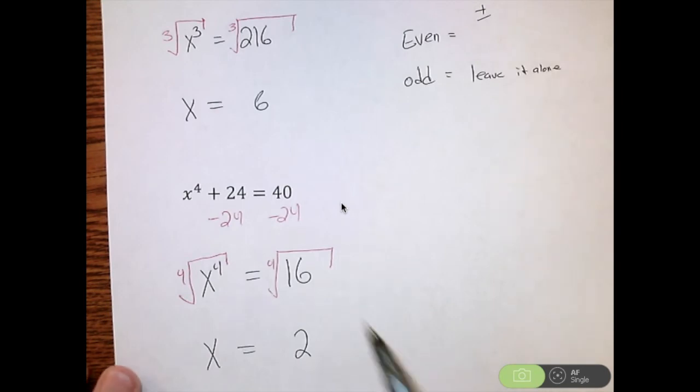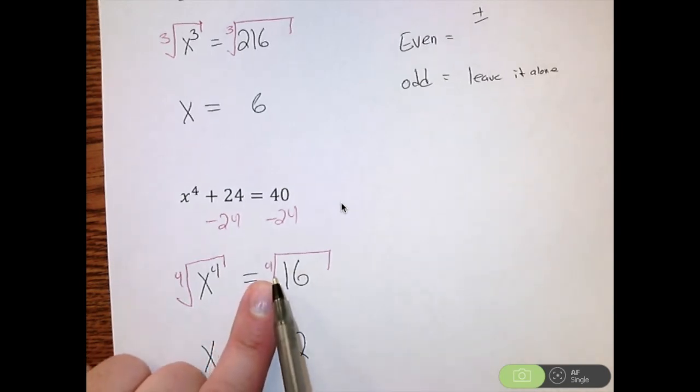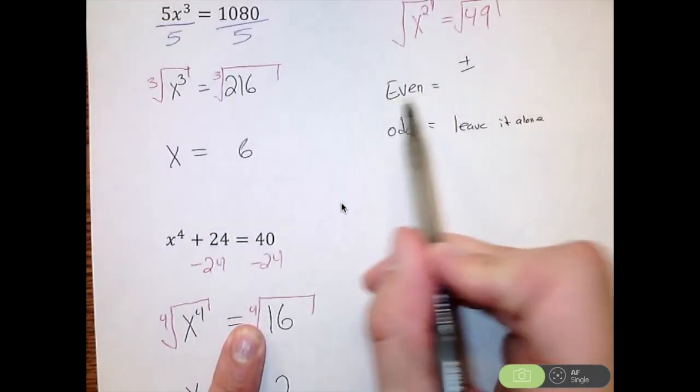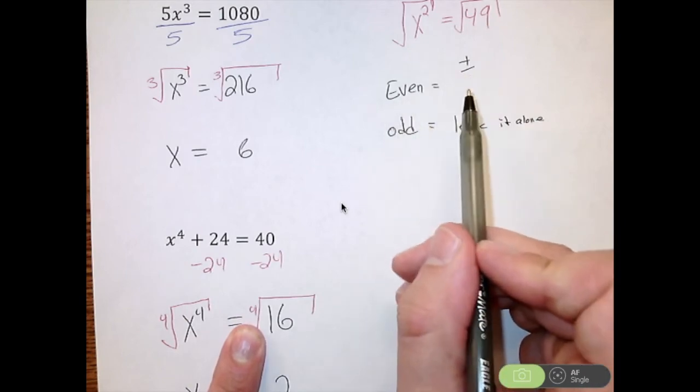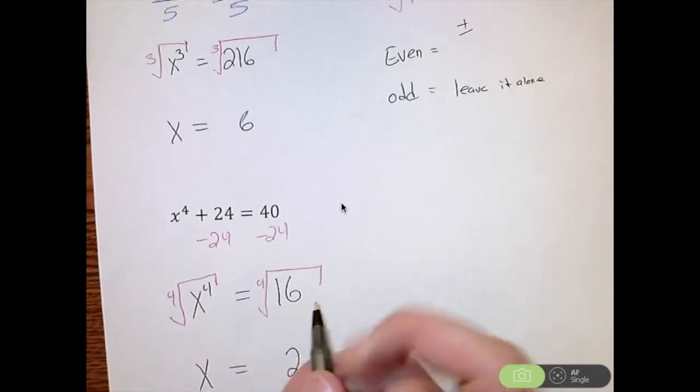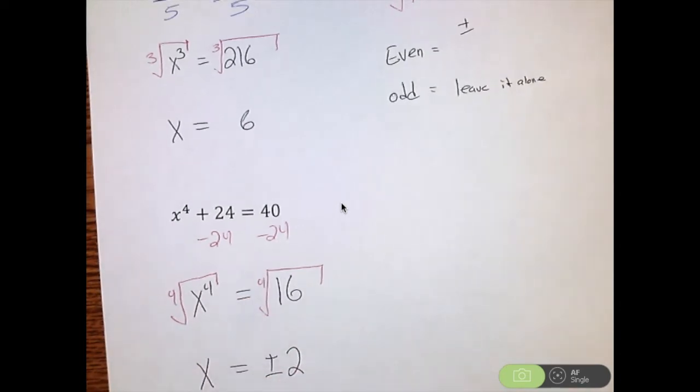But there is something special on this one. We took the 4th root there, which is an even root. And what we talked about was a positive and negative case. So what's going to happen is I'm going to get positive and negative 2.